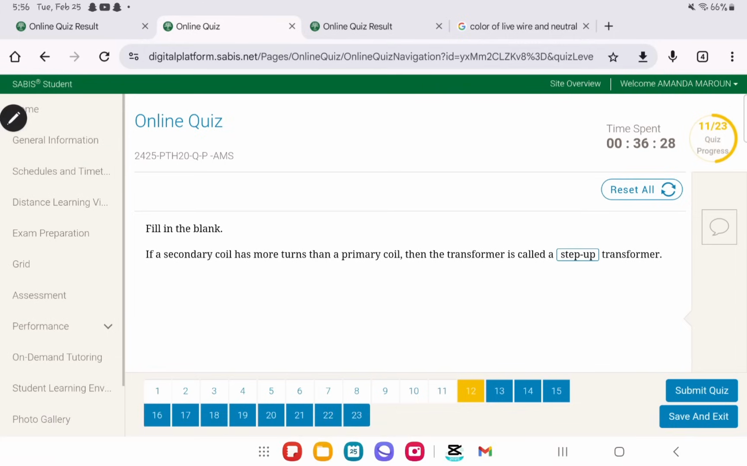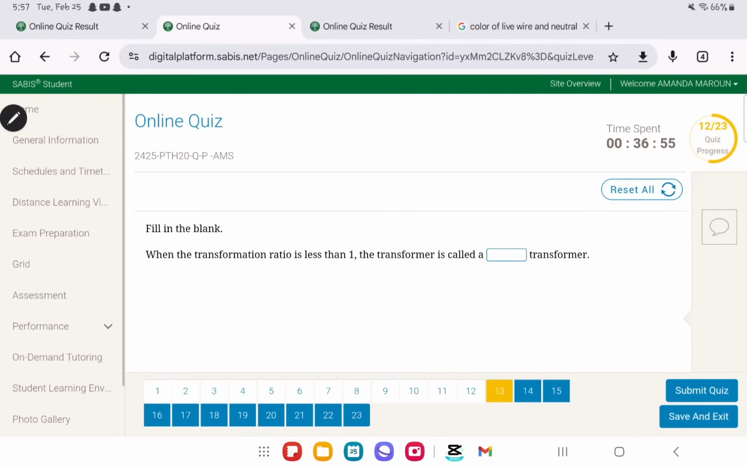So very simply, if the secondary coil has more turns than the primary, it is step-up. You can denote it step-up. And if the primary has more turns than the secondary, then it is step-down. We move on to question number 13.